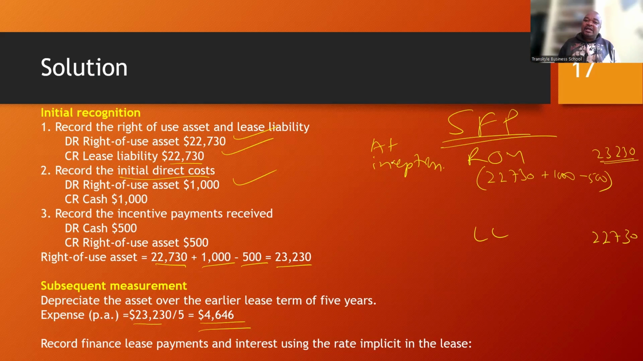So at year end, the right of use will be reduced by the depreciation of 4,646, which means it will cease to be 23,230, but something lower at year end. At year end, it will be 18,584.